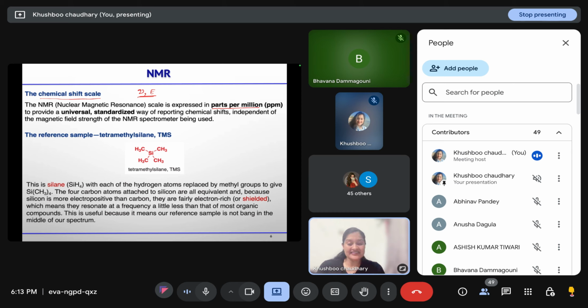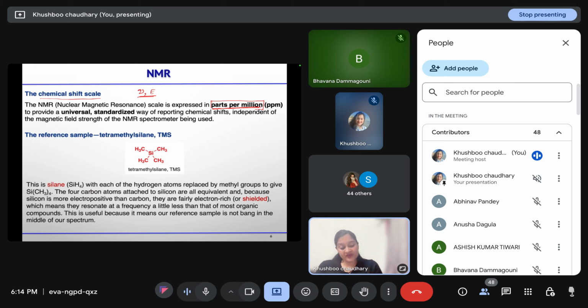So to standardize that, or to make the system uniform, we are using the scale parts per million. That will help us, whatever frequency machine we are recording the spectra on, our molecules will give the same value or same position. The signals will come at the same position in all the machines. That's why we are using parts per million as our chemical shift scale.